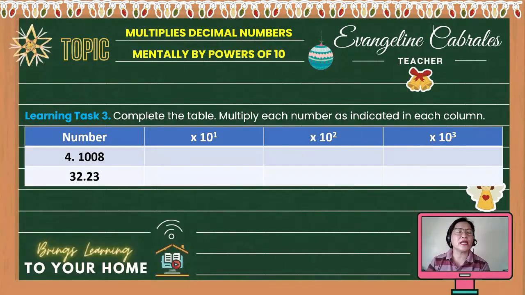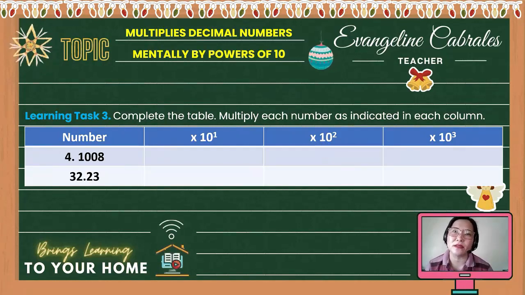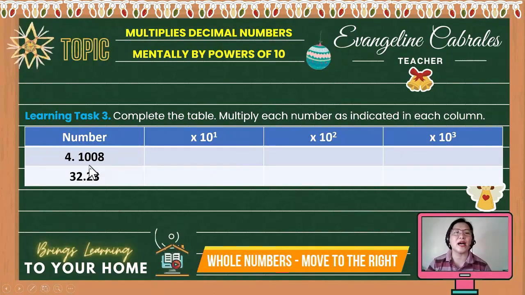Sa Learning Task 3, you will complete the table and multiply each number as indicated in each column. So, kung mapapansin nyo, ang given naman na power of 10 dito ay whole number. So, papunta saan ang movement? Dahil whole number. Yes, papunta sa kanan.